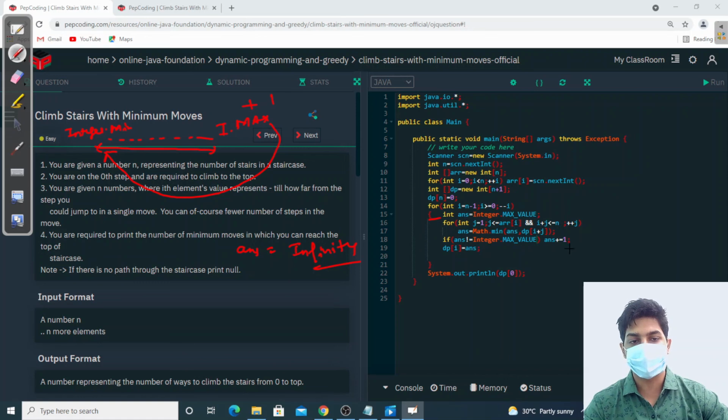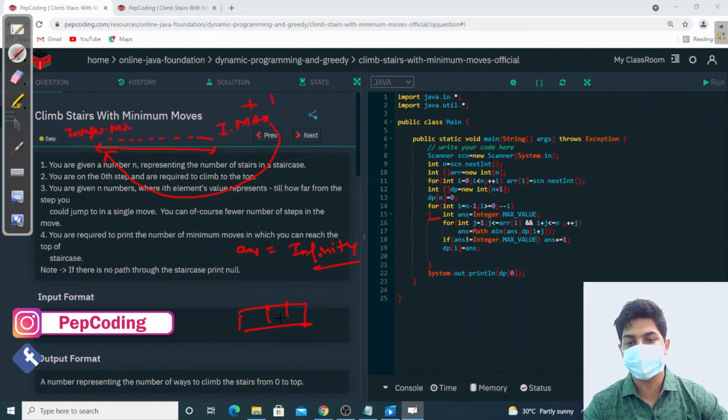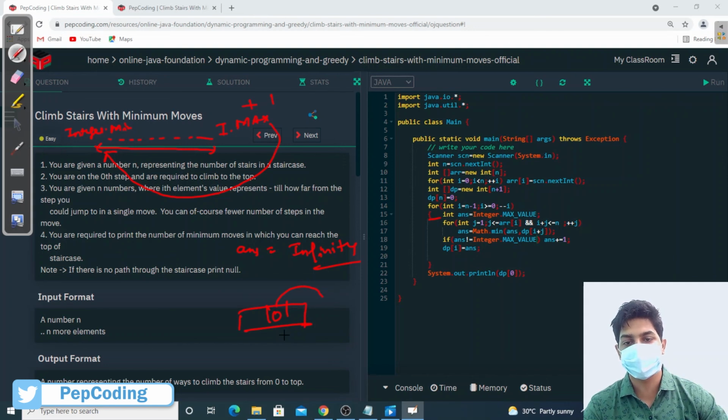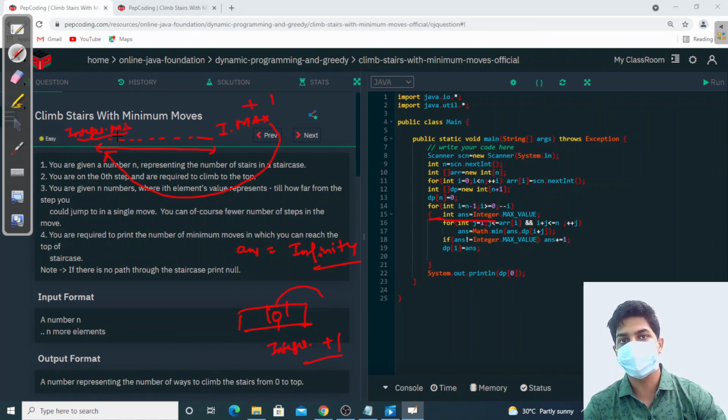So if I directly add 1 to the answer, suppose at the current stair 0 jumps are allowed. So there is no path from this particular stair to reach the destination stair. So here Integer.MAX_VALUE will be stored, since I am initializing my answer with Integer.MAX_VALUE. Now if I add 1 to Integer.MAX_VALUE, it will become Integer.MIN_VALUE, which is a very high negative value. So whenever I take the minimum, my answer will become Integer.MIN_VALUE, which is not a correct answer. That's why, to avoid this overflow, I'm using this check over here.